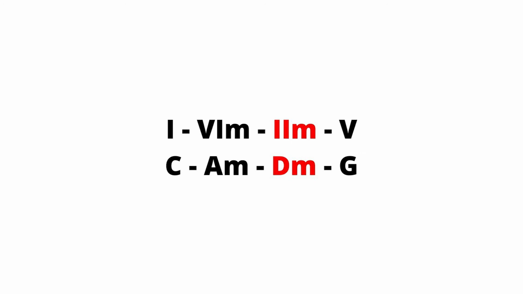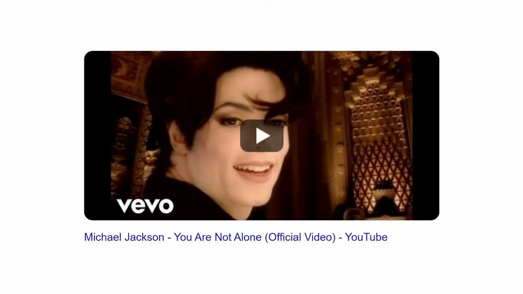A very common variation of the doo-wop chord progression is when they substitute the main subdominant chord, which is the 4, with the second minor chord, which is also a subdominant chord. For example, here are the chords in the key of C major: C major, A minor, D minor, G major. Substituting the 4 with the 2 is mostly used in jazz, but you can also find examples of this in popular genres. For example, one part of the song You're Not Alone by Michael Jackson uses this chord progression. However, other non-diatonic chords are also used in other parts of this song.